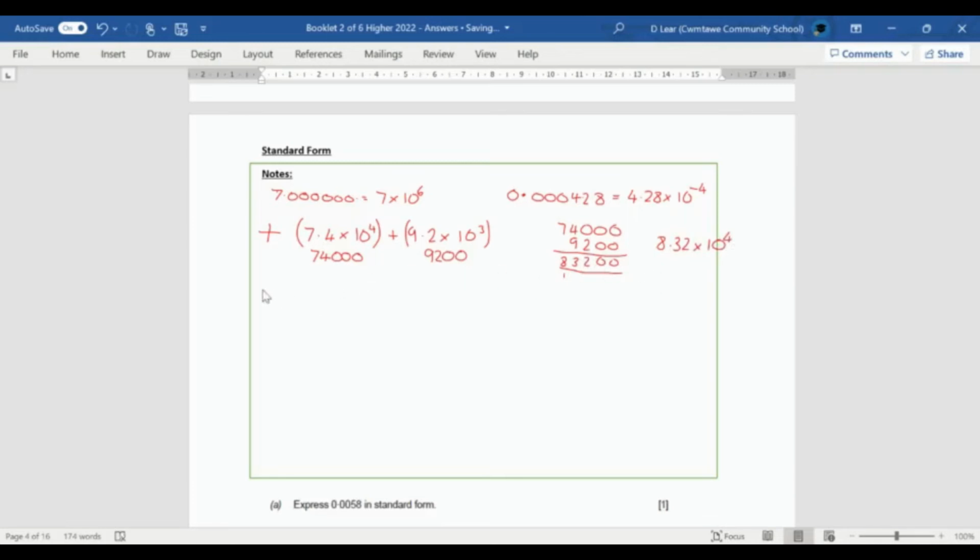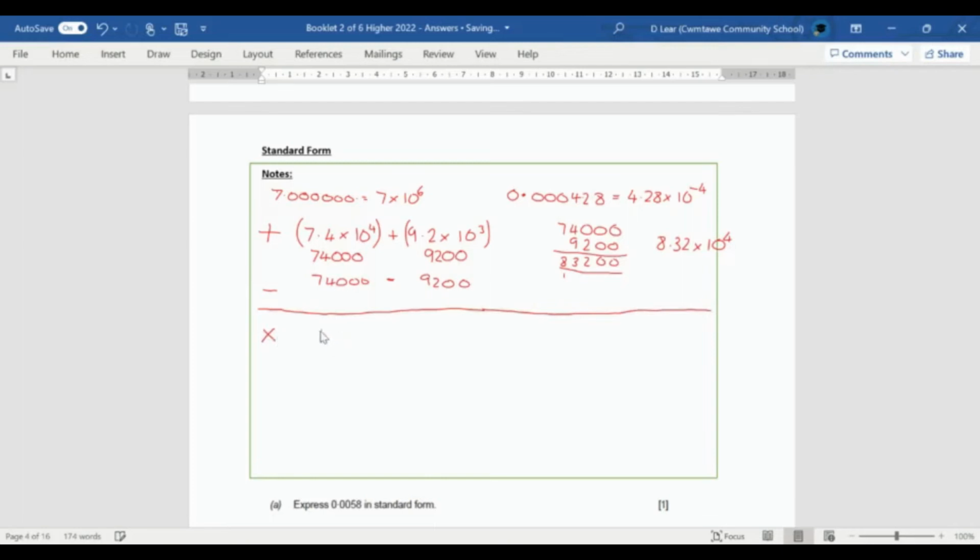Okay, same for subtracting, same method. So if this was a minus, then we would do 74,000 minus 9,200. So we'd be doing the same thing, but with a takeaway, and then writing our answer in standard form again. So adding and subtracting, big thing: change them to numbers, work them out as numbers, and then change them back into standard form at the end.